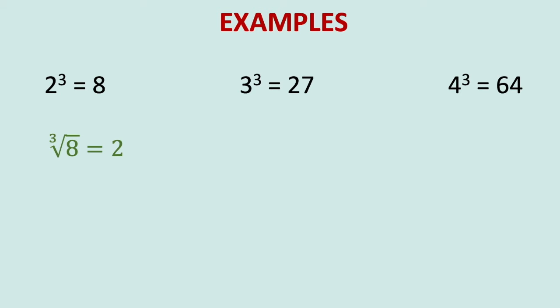Next, we have 3 cubed equals 27. 3 times 3 is 9, and 9 times 3 is 27. So the cube root of 27 is equal to 3. 4 cubed is 64. 4 times 4 is 16, and 16 times 4 is 64. So the cube root of 64 is 4.